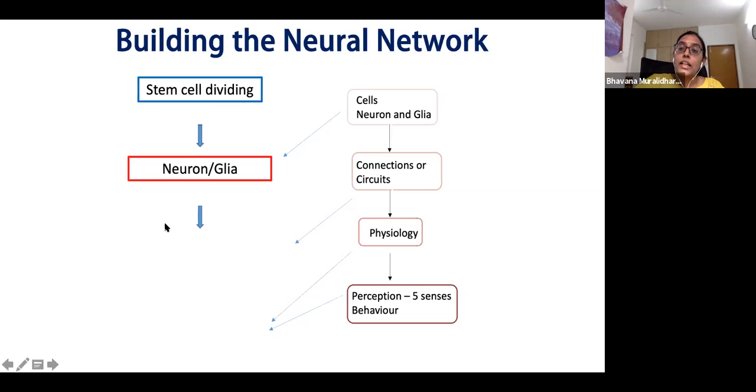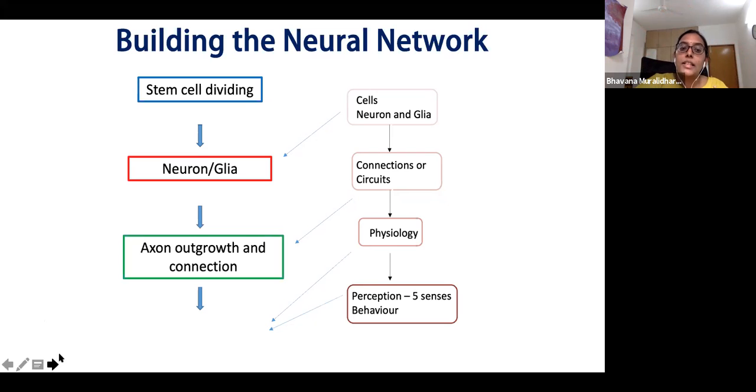Once these neurons and glia are fate specified, they need to migrate. They are produced close to the ventricle, but they keep migrating towards their regions in the developing cerebral cortex. So neural migration is also very important. Once they migrate and sit in their place, they need to give out the axon or the outgrowth, which leads to the formation of connections or circuits. And finally, that leads to the formation of a functional network, which will help you in perception and behavior. So the emerging function is actually a property of the way the neural network is built.